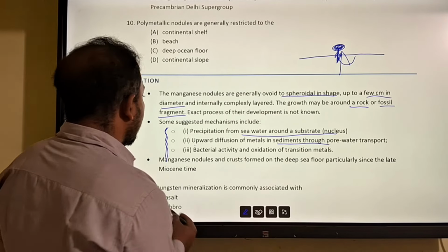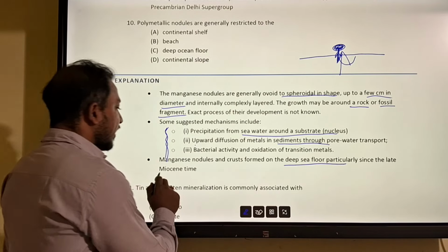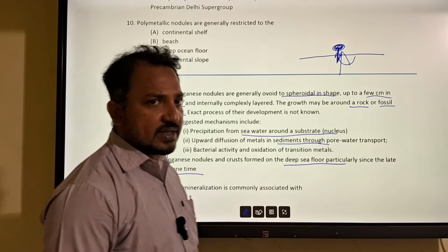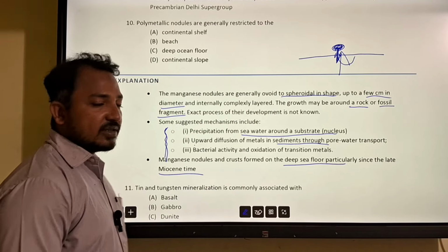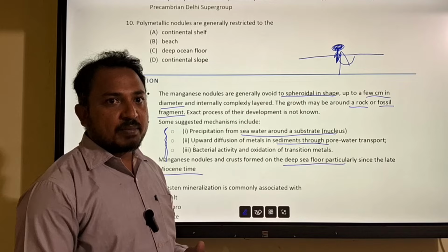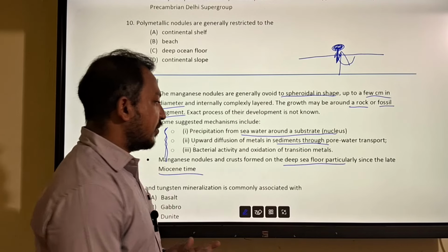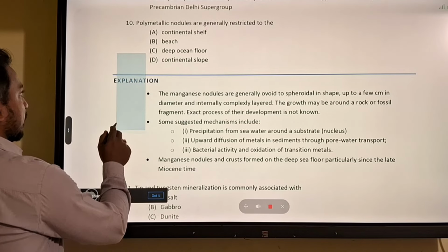Manganese nodules are produced on the deep sea floor, particularly since late Miocene time, that means from recent time it is depositing there, and nowadays we try to explore that type of manganese from the deep sea. So the answer will be deep ocean floor.